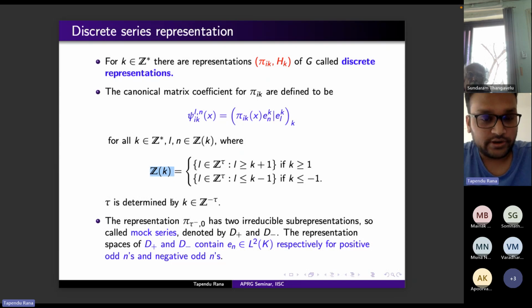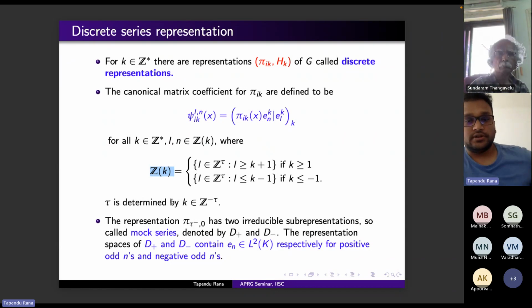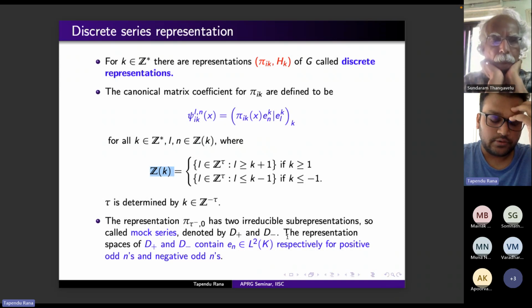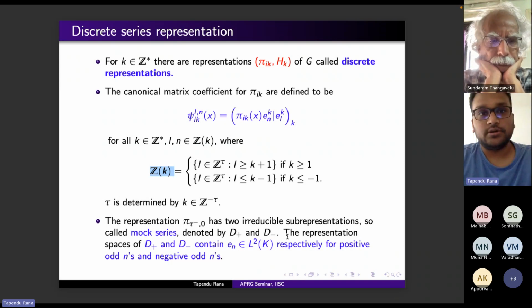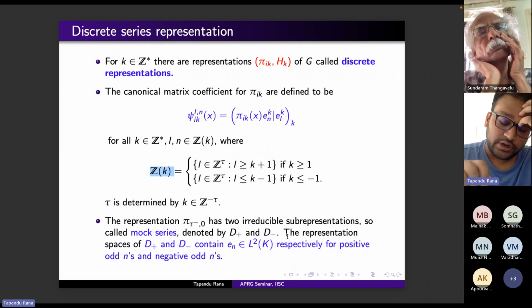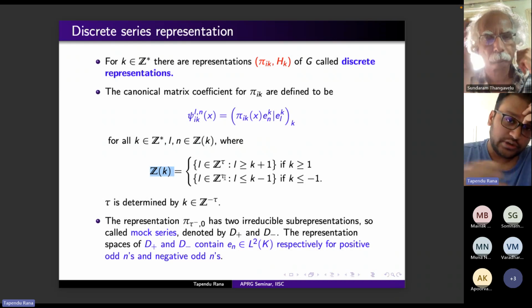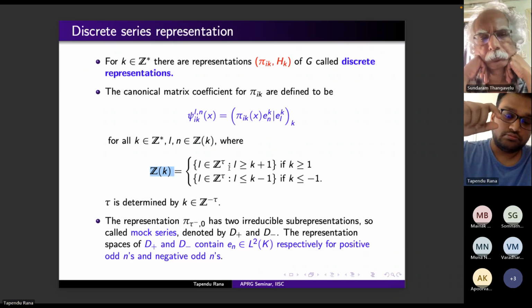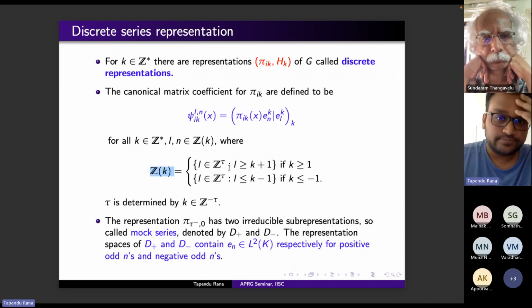For pi_{tau minus, 0}, it has two irreducible representations, the so-called Mock series, denoted by D plus and D minus. The representations D plus and D minus contain e_n belonging to L^2(K), respectively for positive orders and negative orders. Here I would like to mention that in my paper, the representation theory on SL(2,R) I followed from Barker. In the notation of Barker, the unitary dual of SL(2,R) is the imaginary line and non-negative integers. But according to my notation, I change the parametrization so that my unitary dual becomes the real line and the integers on the imaginary line.